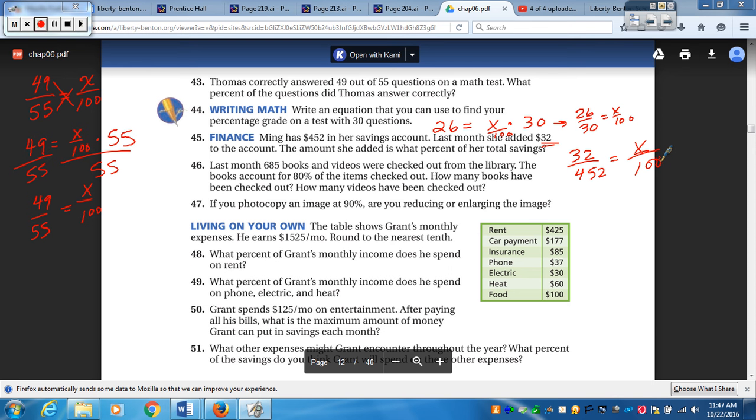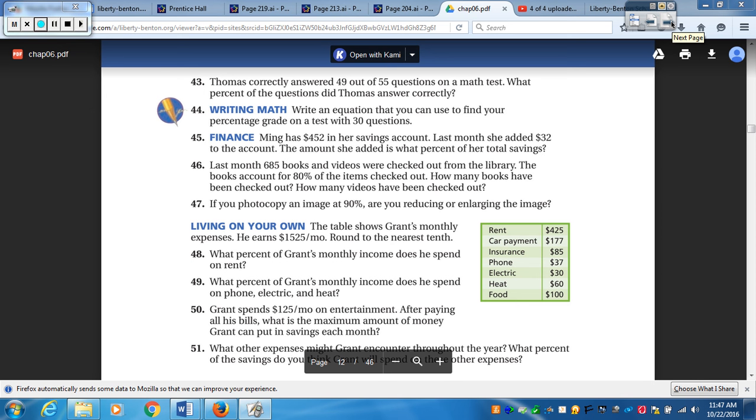Number 46. Last month, 685 books and videos were checked out of the library. The books account for 80% of the items checked out. How many books have been checked out? How many videos have been checked out?